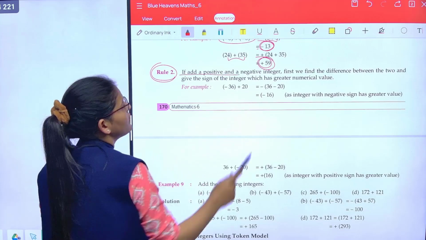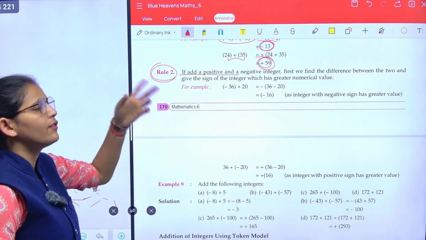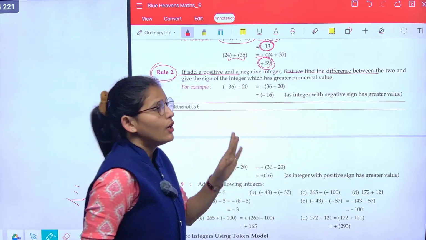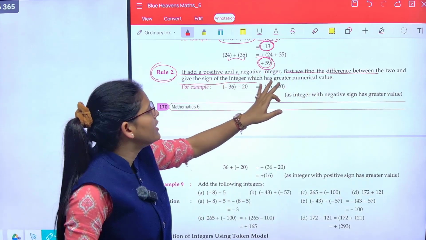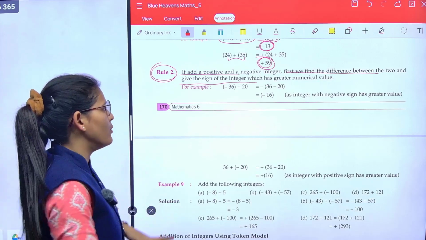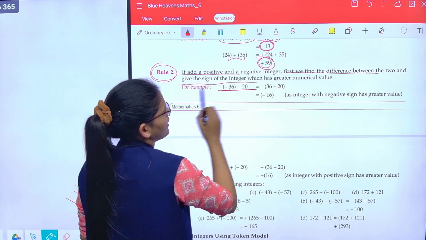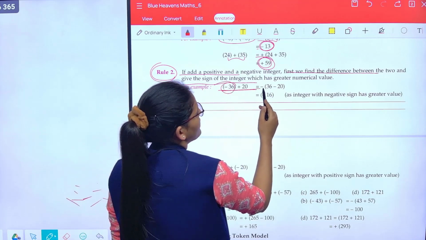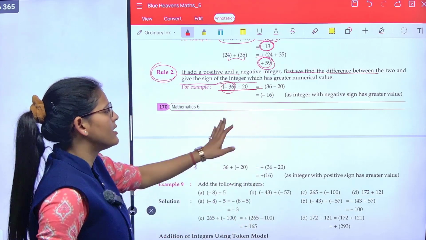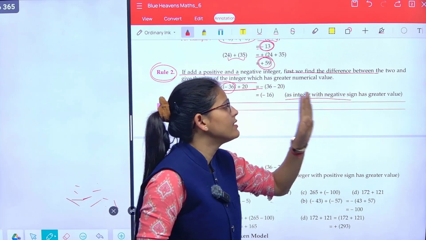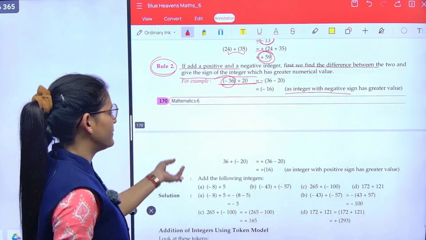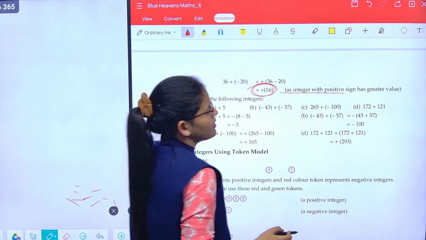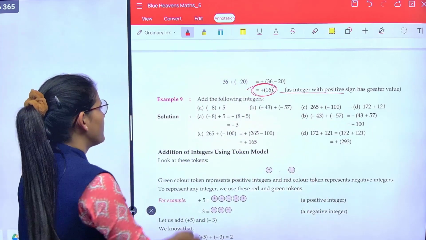If we add a positive and a negative integer, class, one is positive and the other is negative. First we find the difference between the two and give the sign of the integer which has greater numerical value. You can see here, which has greater numerical value, minus 36 plus 20, it is minus 16, as the negative has greater value. You can see here, the integer with positive sign has greater value.